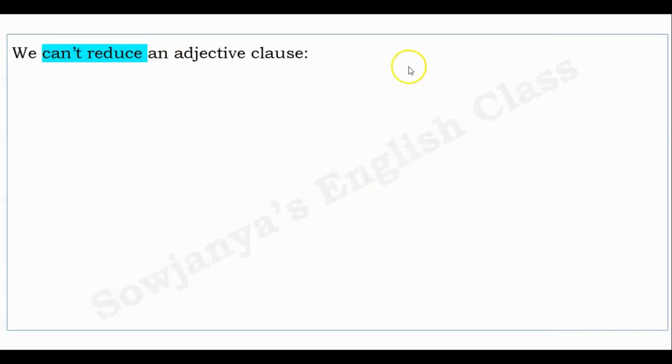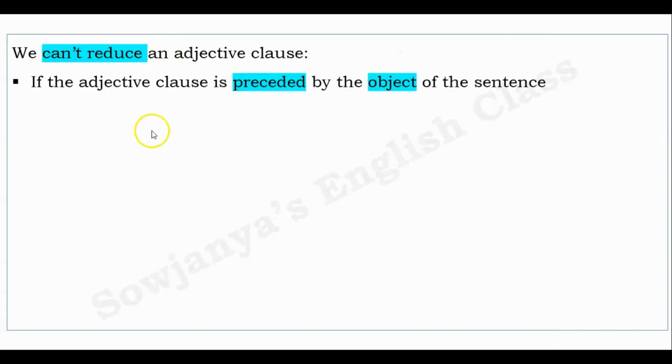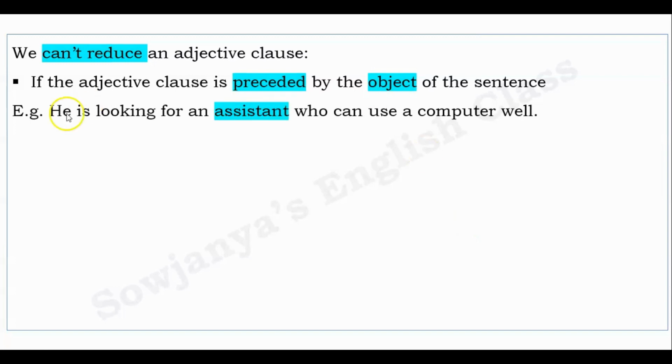And then we can't reduce an adjective clause if the adjective clause is preceded by the object of the sentence. Let us see what it is. He is looking for an assistant who can use a computer well. See here, our adjective clause is who can use a computer well. So it is preceded by the object of the sentence, assistant. So if the adjective clause is preceded by the object of the sentence, we can't reduce such adjective clauses.